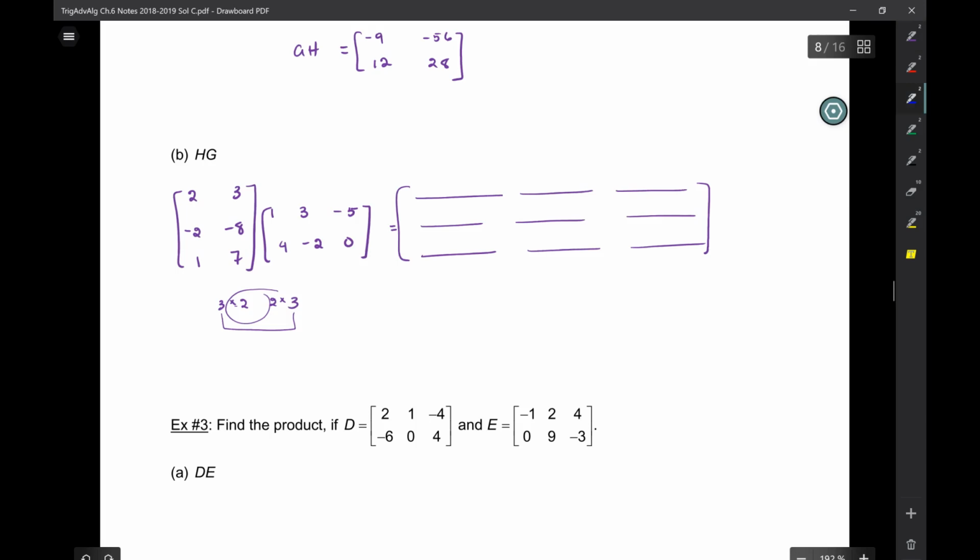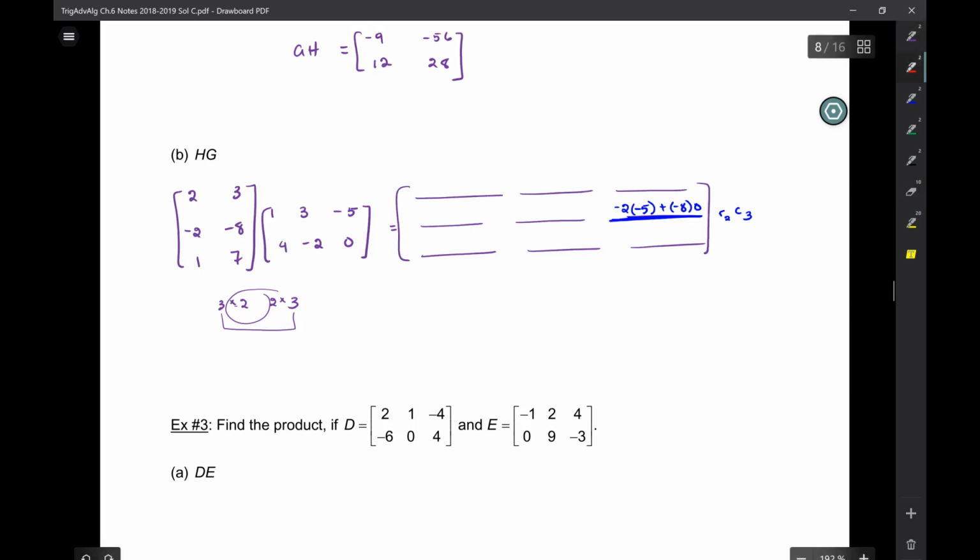Okay, so look, I'm going to be a rebel. I'm going to do this one first. What position is that? Row 2, column 3. So I take row 2, column 3. How many numbers are in each? 2 and 2. You see how they have to match up? So that'll be negative 2 times negative 5 plus negative 8 times 0. You see how you don't even have to go in order. But my OCD doesn't like not going in order, so we're going to keep going in order. I was just doing that to show you guys a point.